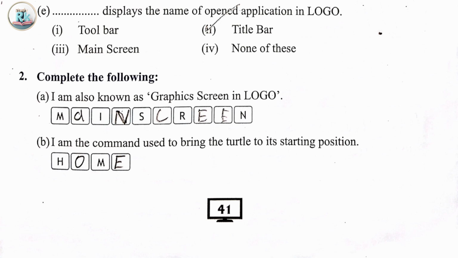Answer is main screen. Students, graphics screen in Logo is also called the main screen. B. I am the command used to bring the turtle to its starting position. Answer is home. Home command brings the turtle back to its starting position.